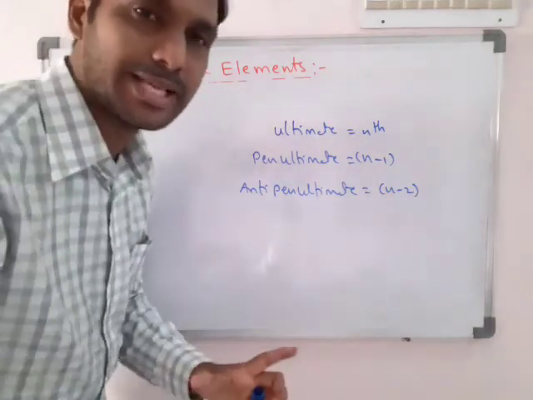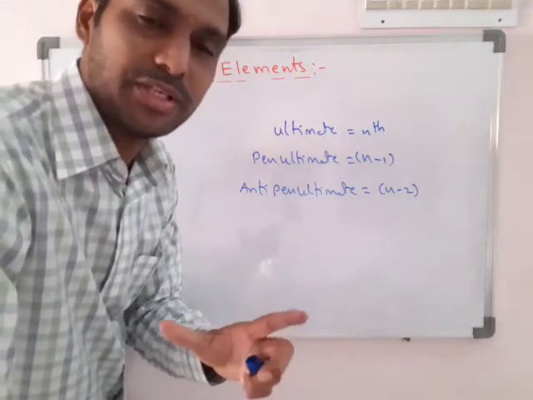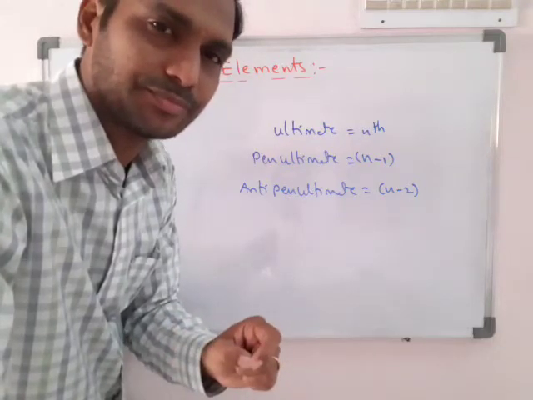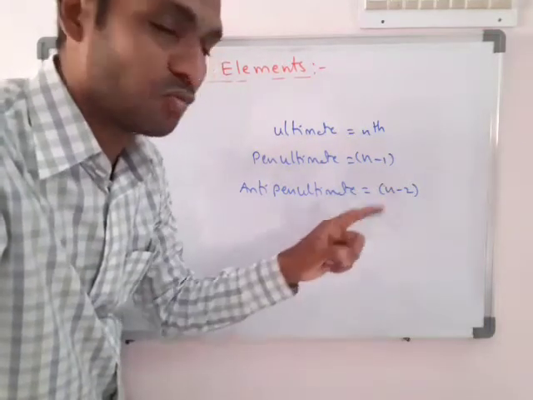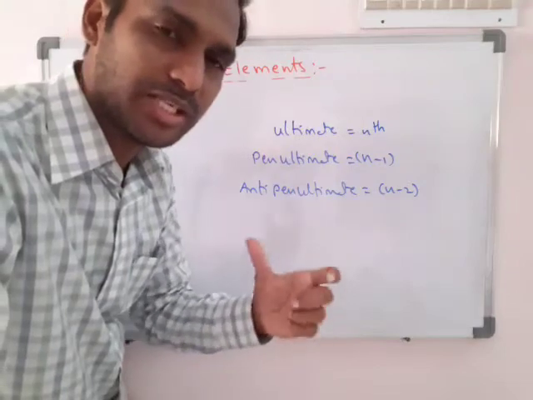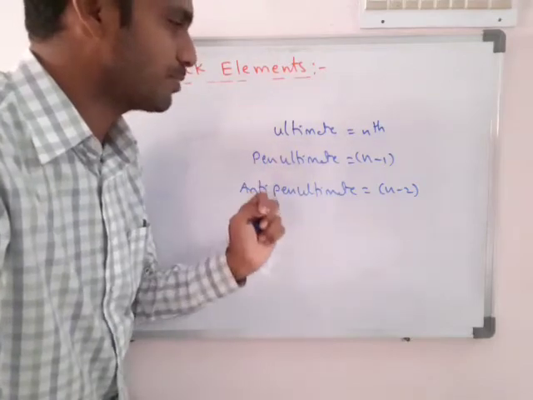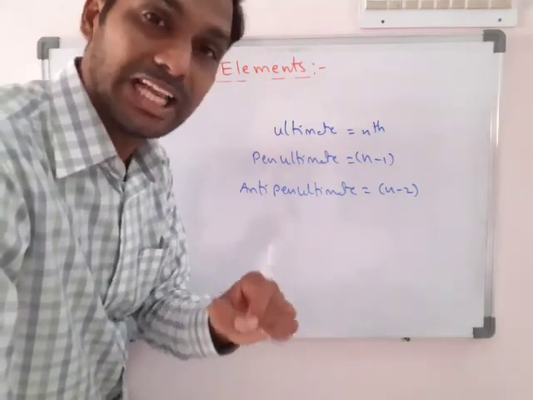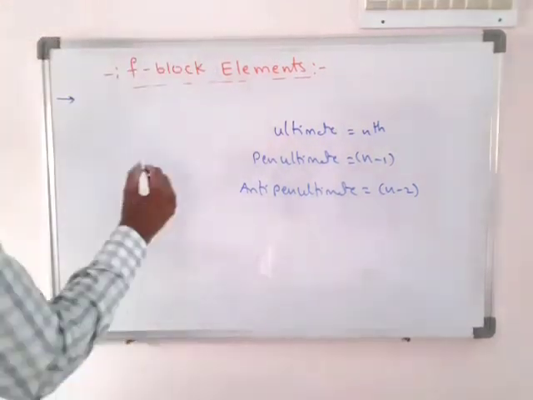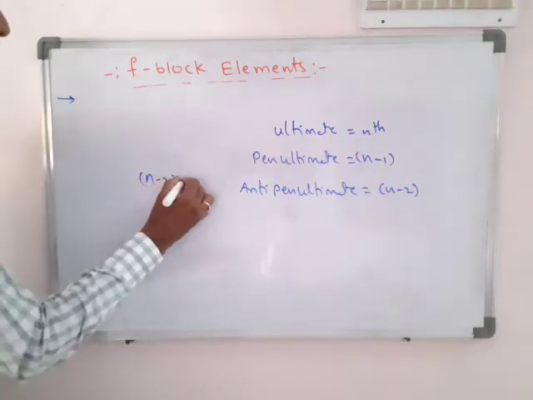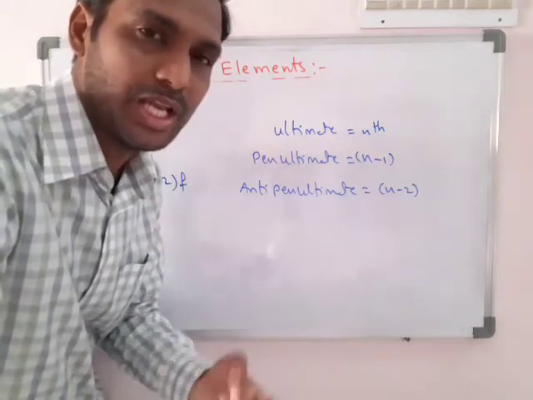Then for the d block definition, the elements in which the differentiating electron is present in the n minus 1 d subshell, the last but one shell, are called the d block elements. Now what do we say for the f block? The elements in which the differentiating electron is present in n minus 2 f subshell, nothing but n minus 2 f orbitals, are treated as f block elements.